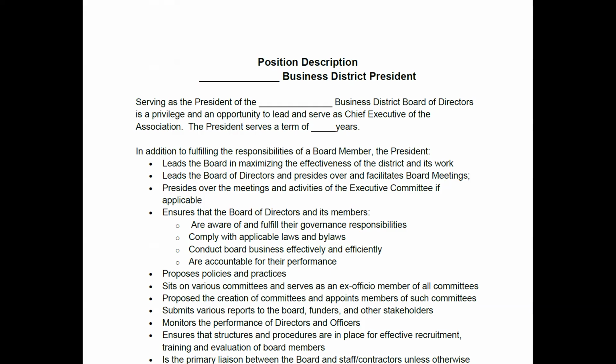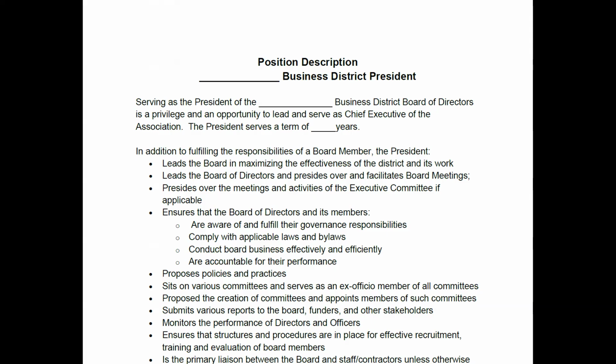So let's start with the president. And as I said previously, the president's responsibility is not to do everything. There is a lot of decision making that happens. You know, the president has this vision for the district, but it's not entirely on them to make it happen, right? A big part of being a president is delegation. So in addition to being a regular board member, your board president leads the board in maximizing the effectiveness of the district and its work.